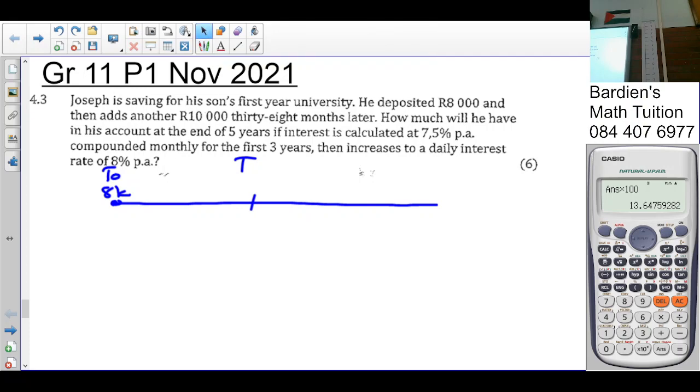So you say 38 divided by 12 gives us 3 years and 2 over 12. No, it's 2 over 12. Alright. How much will he have in his account at the end of 5 years?